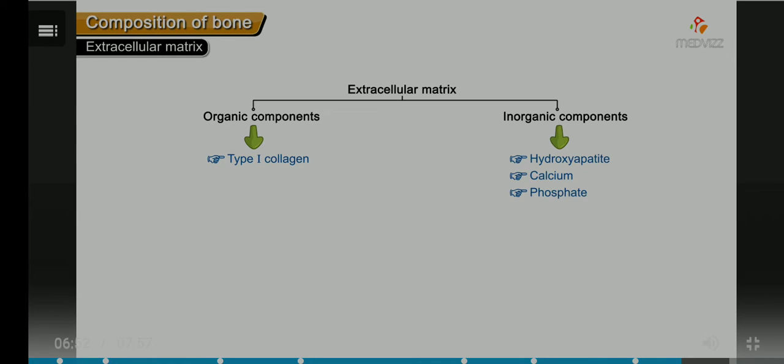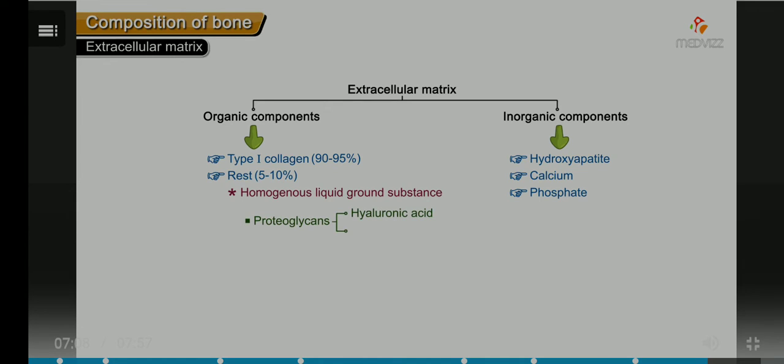Type 1 collagen composes 90 to 95% of the organic matrix, with the remainder of the matrix being a homogeneous liquid called the ground substance, consisting of proteoglycans, such as hyaluronic acid and chondroitin sulfate. It also consists of non-collagenous proteins such as osteocalcin, osteopontin, and bone sialoprotein.